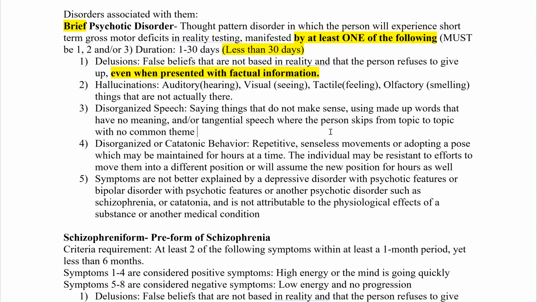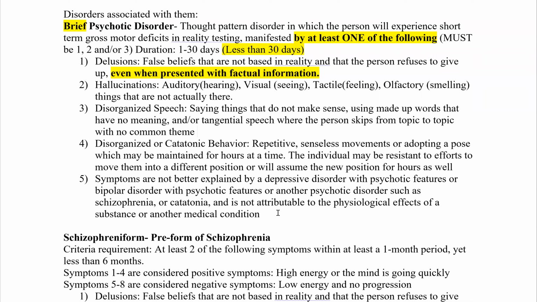So repetitive, senseless movements or adopting a pose which could be maintained for an hour. That could be where I have my arm up for hours on end, not really ever getting tired with it or putting it down, or if somebody is going to force it down, I could stay in that pose for as long as I want as well. And again, they have to have at least one of 1, 2, or 3. So they have to have delusions, hallucinations, or disorganized speech. And the ancillary ones are disorganized or catatonic behavior.